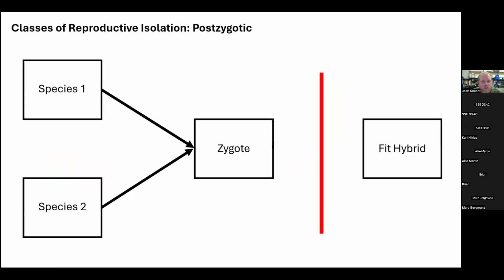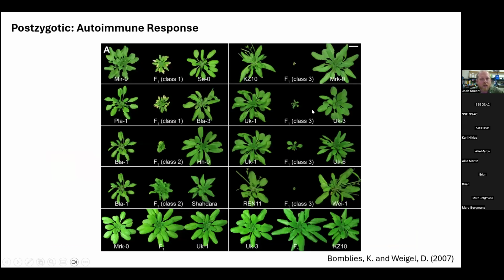The other class of reproductive isolating barriers happen after. So you have successful mating and fusion of gametes to form this zygote, but for some reason, the hybrids aren't fit. So there's some form of inviability or sterility in the hybrids that prevent them from crossing back to the parents. And there's a really cool example in Arabidopsis, and this has been found in many different strains of Arabidopsis, where hybrids between two parents have misregulations in their immune response, which causes the hybrid to kill itself essentially.